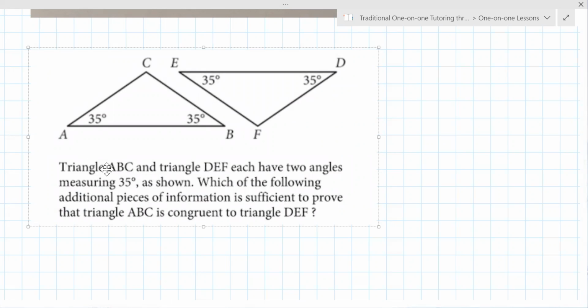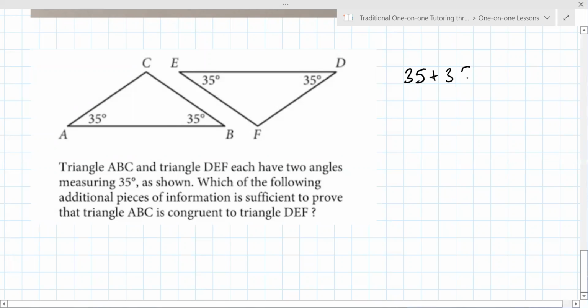So first thing I want to ask you is what is the missing angle in both of them? The missing angle is 35. No. What do the three angles in a triangle have to add up to? 180. Okay, so there's an equation for you to solve. 35 plus 35 plus C equals 180. Please solve that.